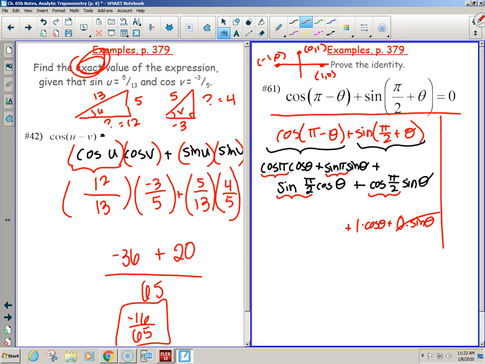But we still need to do pi. So for pi, cosine is -1, and for pi, sine is 0. Oh wait, 0. That goes away. They cancel. Negative and the positive is 0. Now I've shown it, and I only needed to do one more thing.